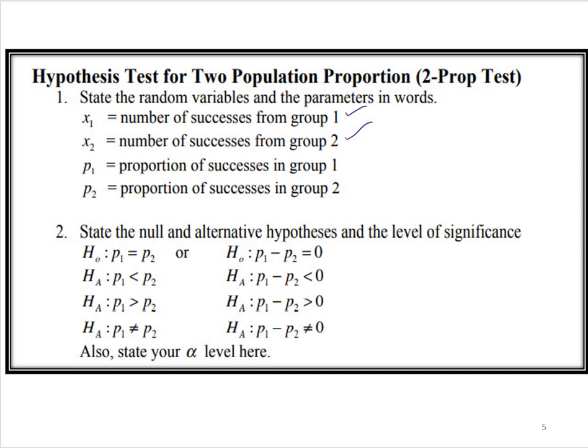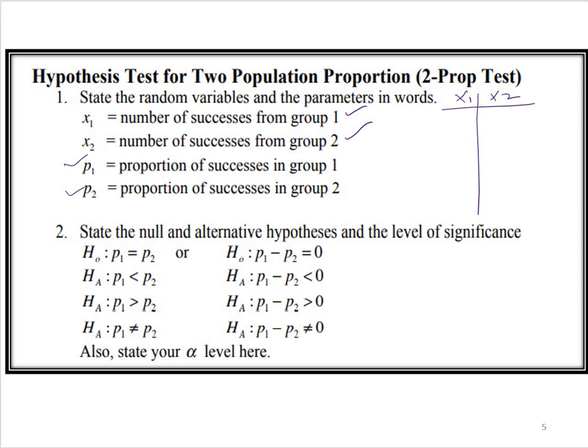So we have two samples: one is x1 and the other is x2. The number of successes from the first one is taken as x1, and that of the second one is taken as x2, and the success rate is that. Then p is the proportion for that. So p1 is the proportion of the first one and p2 is the proportion of the second one. Then the null and alternative hypothesis.